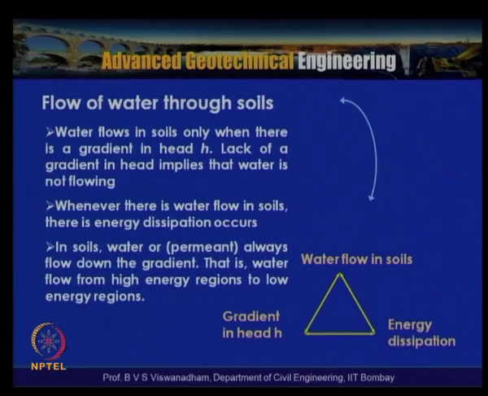So in soils, water or permeant always flows down the gradient, that is, water flows from higher energy regions to lower energy regions. Water flow in soils is only possible with a gradient in head H and energy dissipation. So water or permeant always flows down the gradient, from higher energy regions to lower energy regions.